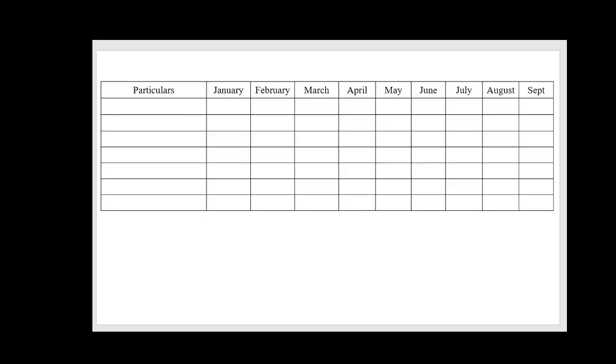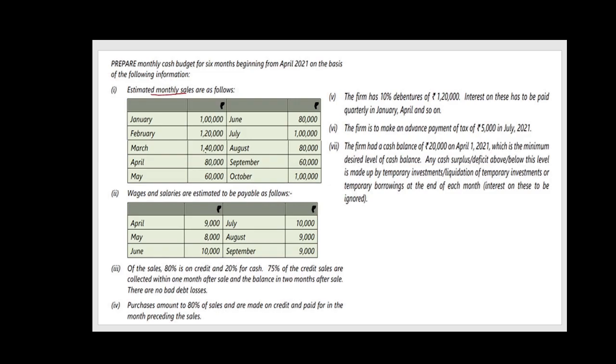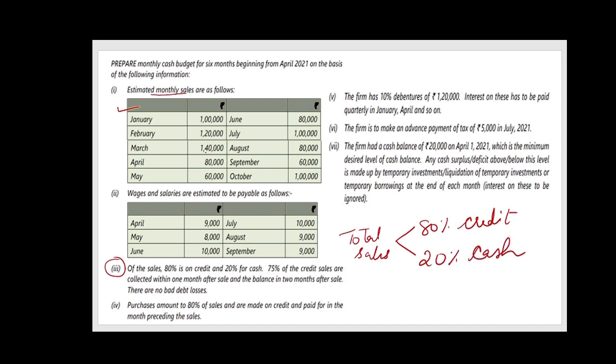We'll start by trying to find out. Now here they've given monthly sales, total sales are given over here in this table. And what is mentioned in the third adjustment? Of the total sales, 80% is on credit basis. So if 80% is on credit, that means 20% is on cash.